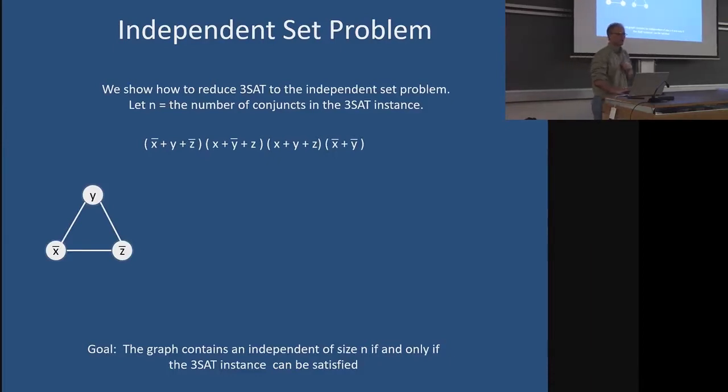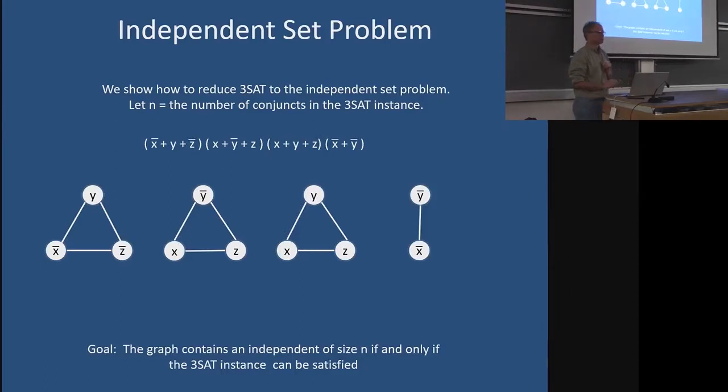All right, so I'm going to make another one, another one, another one. Okay, so for each conjunct, each thing in parentheses, I'm creating one of these views. Okay, what would be the largest independent set you could make out of this? One of each. Yeah, you can take one from each. Okay?